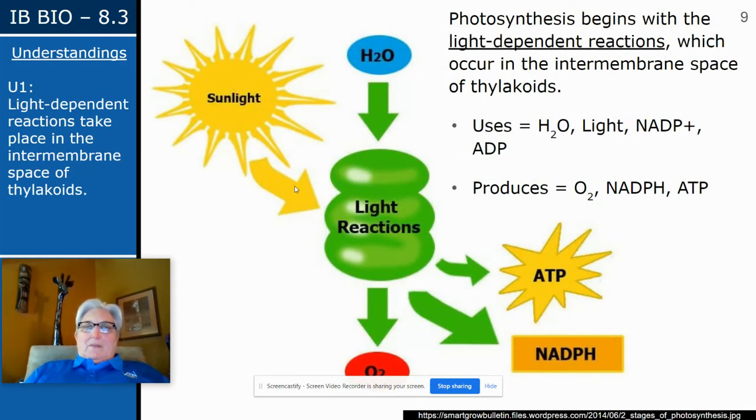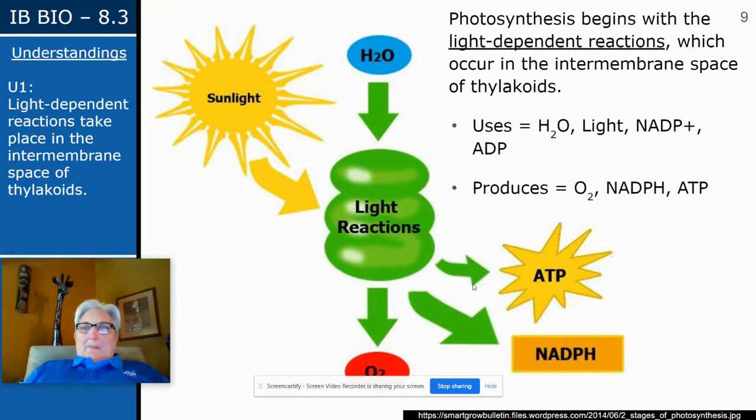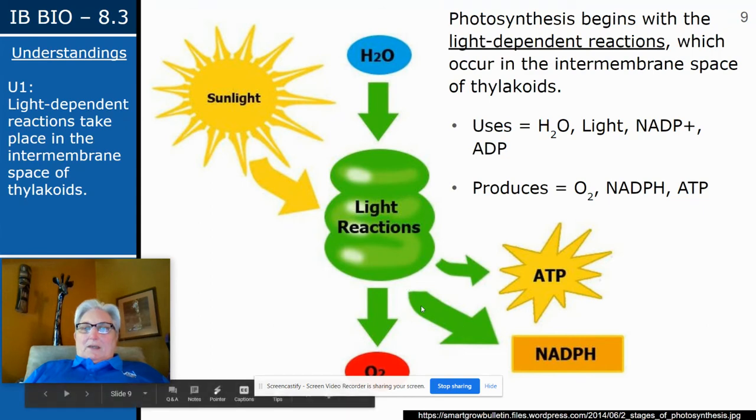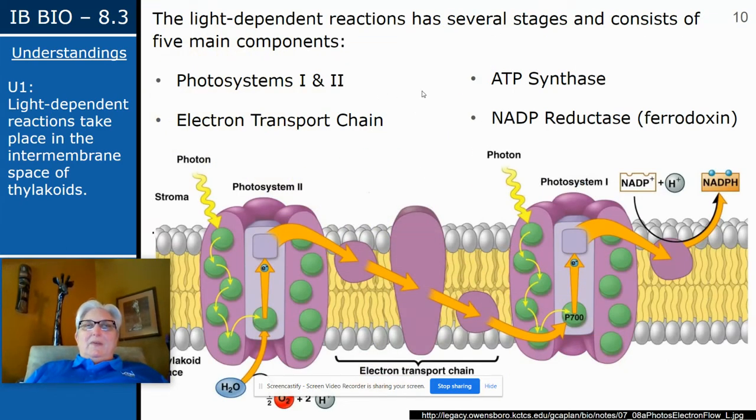Again, sunlight comes in, water comes in. We have our light reactions that are going to produce oxygen, because we split water here. And then we make energy, and then we're going to go out with the making of the NADPH into the Calvin cycle, which is part of the light independent reaction. So take a look at all of this and how it happens.